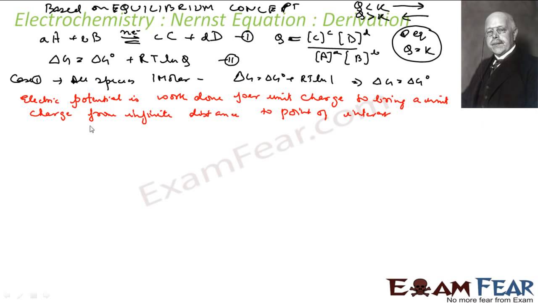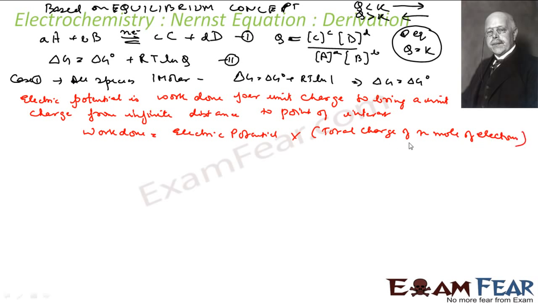So I can write that work done, since it is per unit charge, is nothing but electric potential into total charge of n moles of electrons actually. Why? Because I am trying to bring some n moles of electrons. These n moles of electrons are getting transferred here.